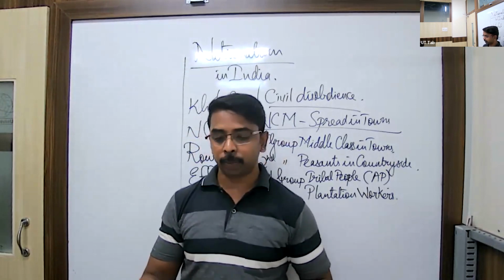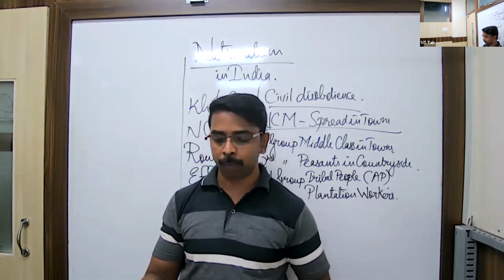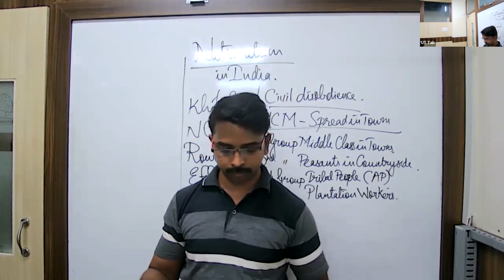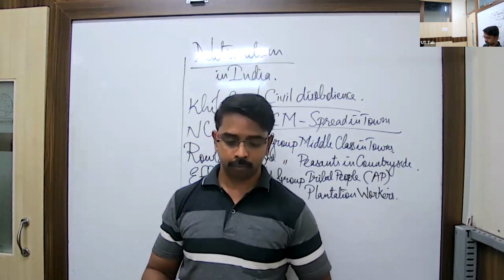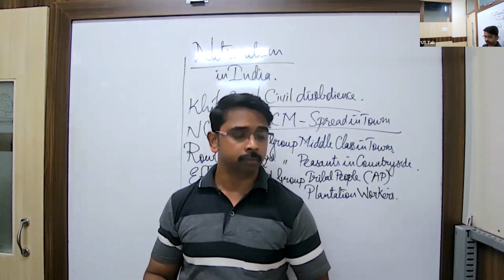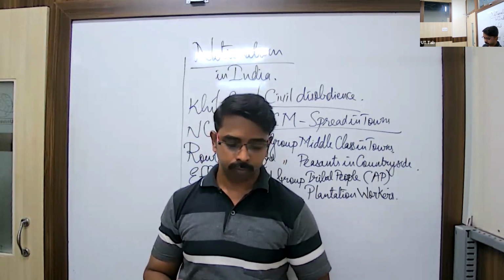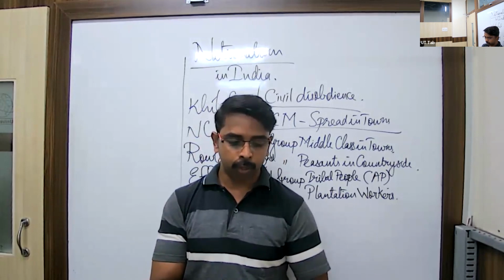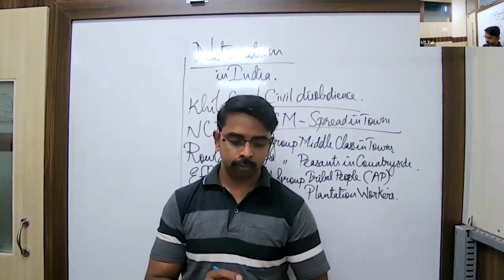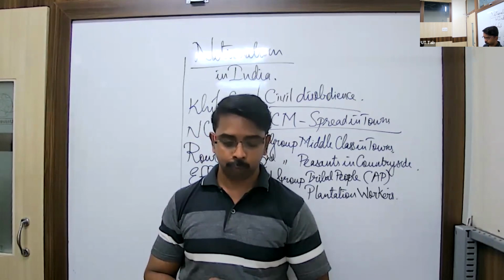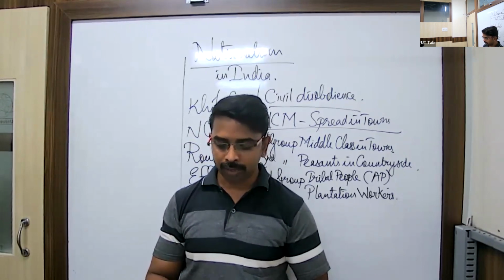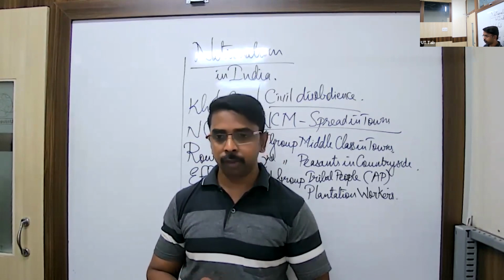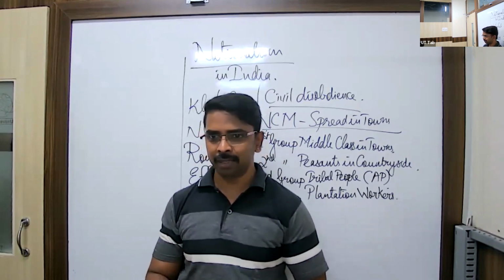Then come down to the next page: economic impact of non-cooperation. You start reading from there. Economic impact of non-cooperation. The effects of non-cooperation on the economic front were more dramatic. This is point number 4. Foreign goods were boycotted, liquor shops were picketed, foreign clothes burnt in huge bonfires. You understand all these events?